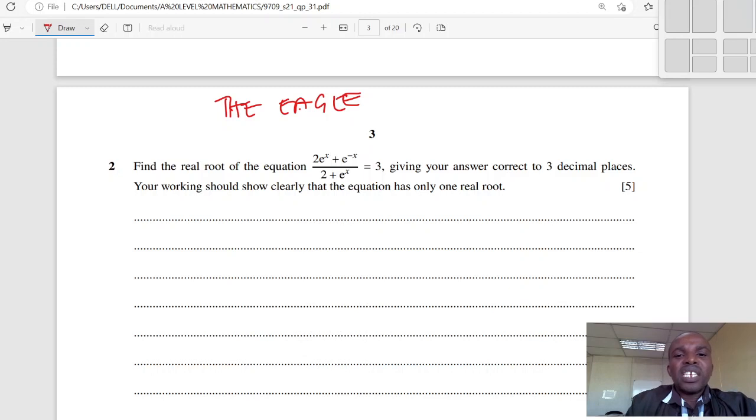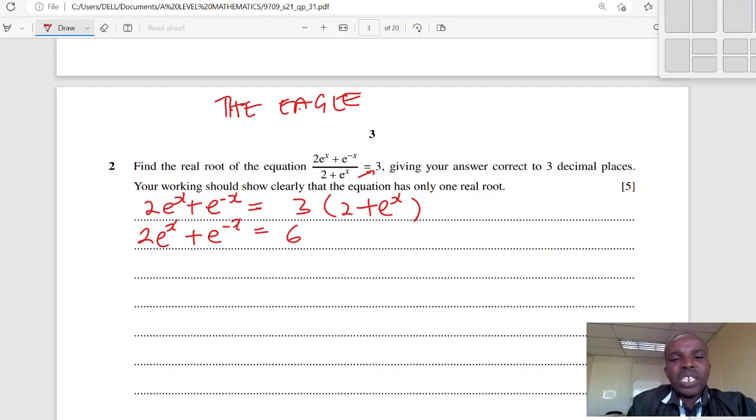So it means 2 plus e to the power x is supposed to multiply 3. So it will be 2e^x plus e^(-x). Then 3 multiplied by 2 plus e^x, like this. Right, let me remove the bracket on the right side of our equal sign. It will be 2e^x plus e^(-x). Then 3 times 2, 6. 3 times e^x, it will be 3e^x, like this.